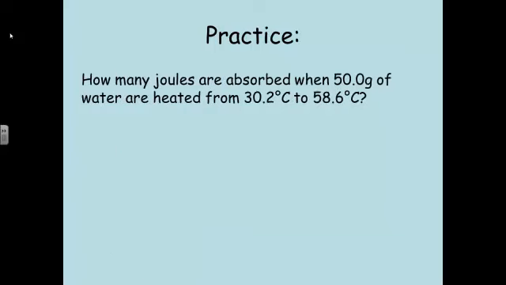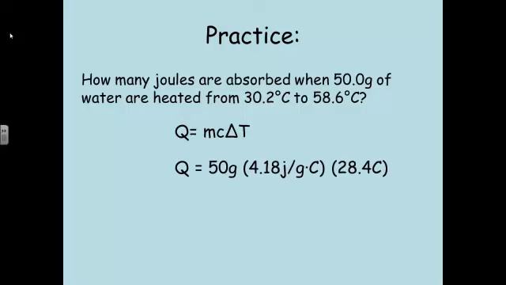How many joules are absorbed when 50 grams of water are heated from 30.2 to 58.6 degrees Celsius? Q equals mc delta T. My mass is 50, my C is 4.18, and my delta T is 28.4. My Celsius and grams cancel, and I'm left with 5,935.6 joules.